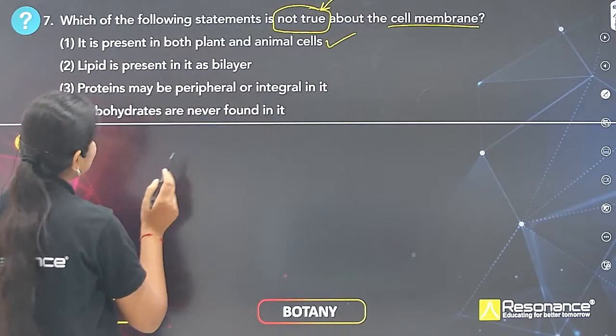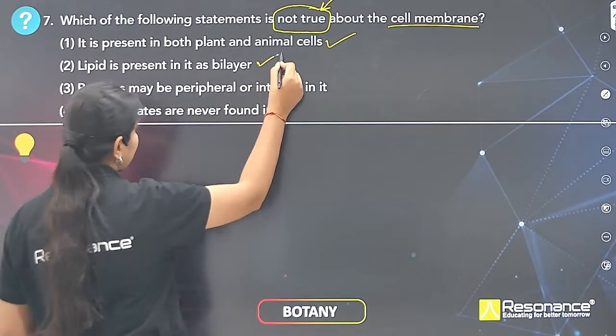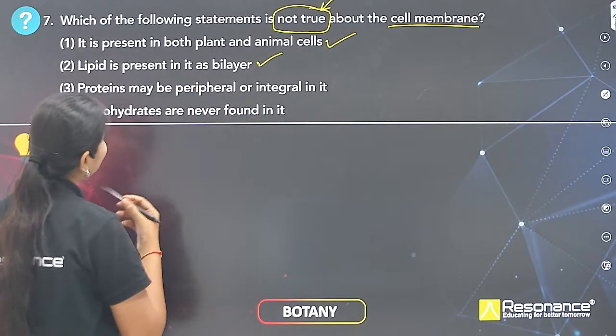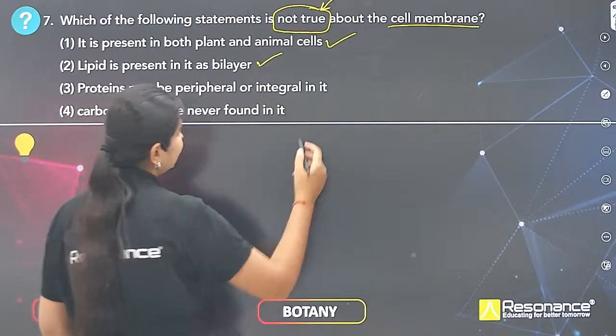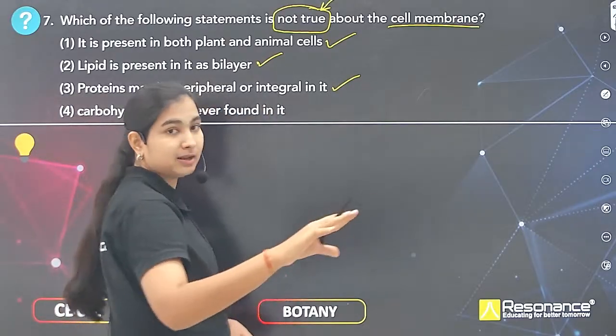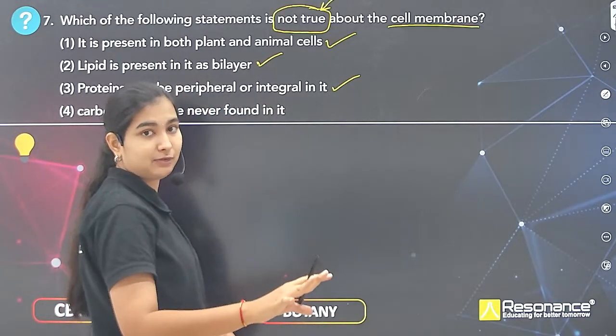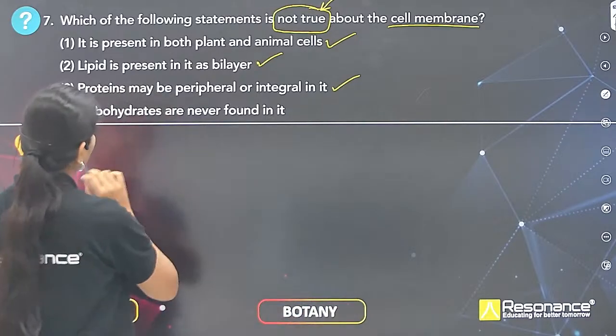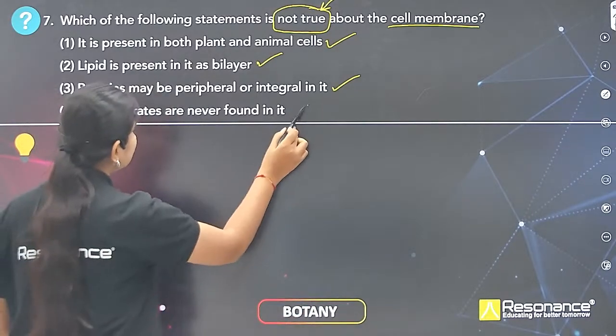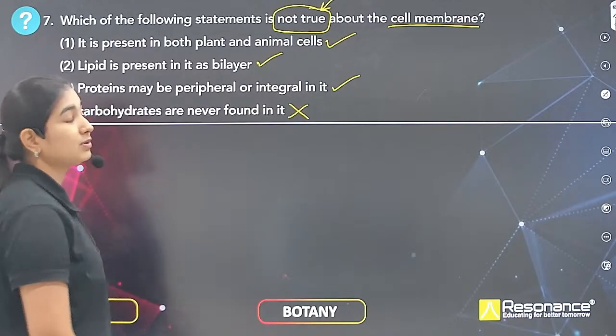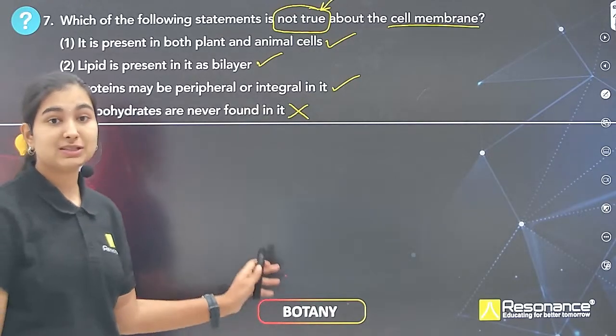Lipid is present as a bilayer. Yes, this is also right. Proteins may be peripheral or an integral part of it. Yeah, it's a direct line from the paragraph if you read the paragraph thoroughly. Next, carbohydrates are never found in it. No, it's not like that. They are found. So option number 4 is not true.